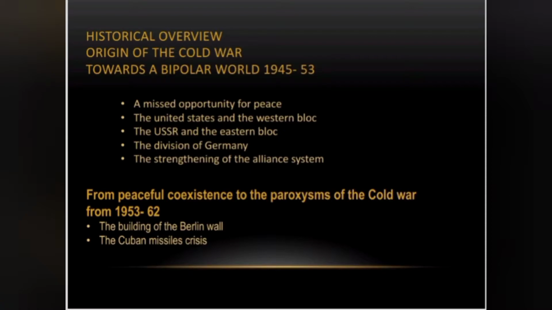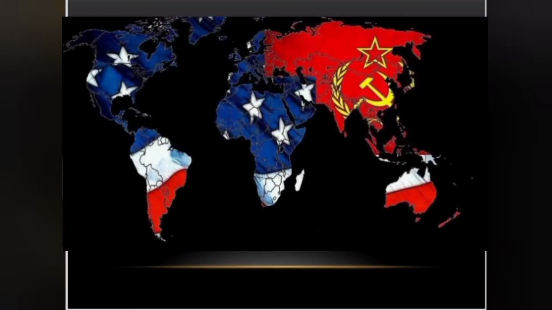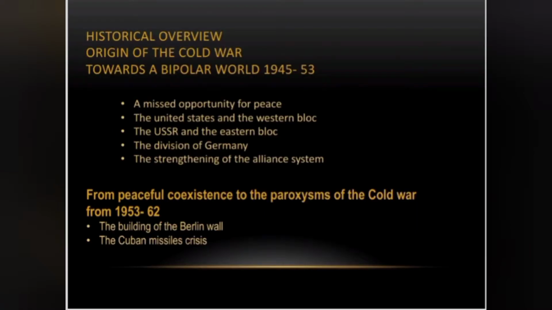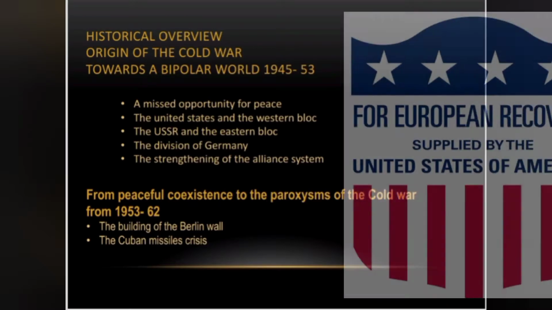Now, from 1947, the Western powers were increasingly concerned at the advance of communism, because the USSR, as I told you earlier, was concerned with spreading its own ideology, the communist ideology. It wanted to spread it in the whole of Europe. So, in order to combat this communist ideology of the USSR, the US had two plans for that. One was the Truman Doctrine, and the other was the Marshall Plan.